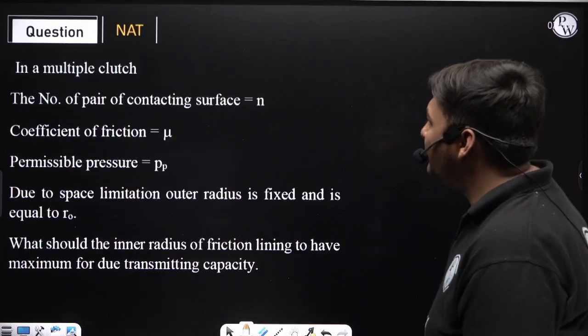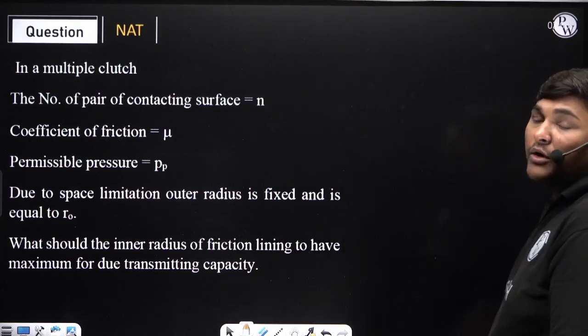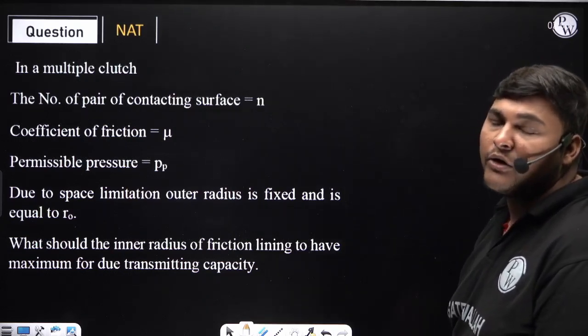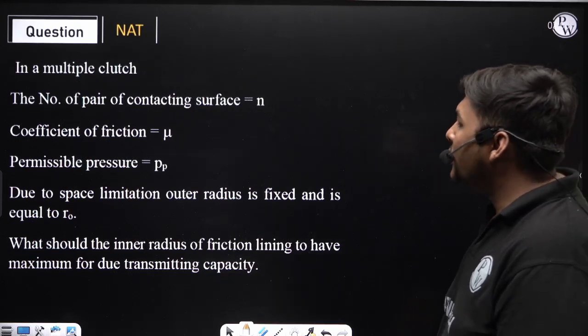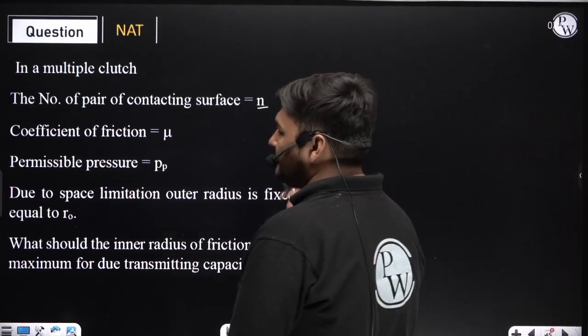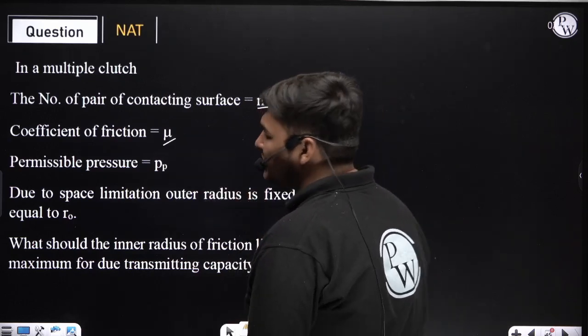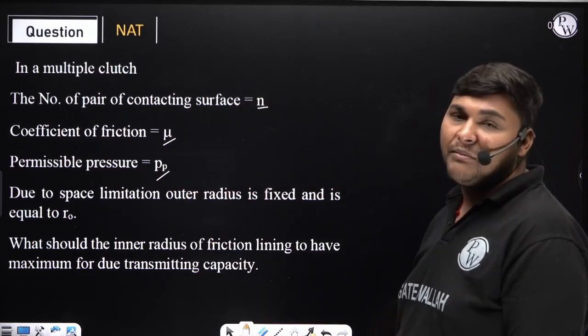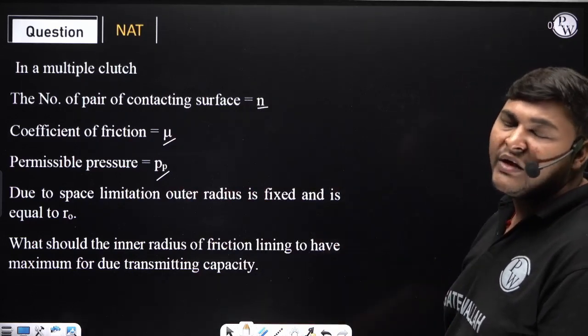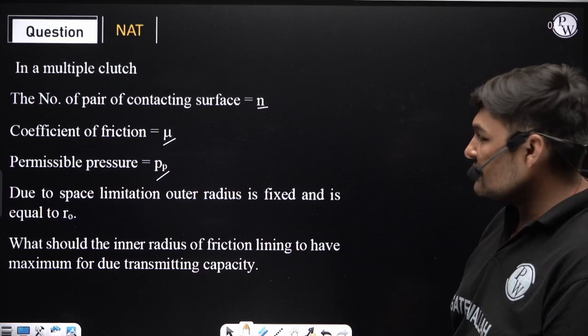Now I am discussing one more question. It is an important point from the design point of view. The question says: in a multi-plate clutch, the number of pairs of contacting surfaces is small n, which is fixed. The coefficient of friction is mu. The permissible pressure is PP. Pressure cannot be more than the permissible pressure. So to calculate the limiting value, we equate the maximum pressure with the permissible pressure.